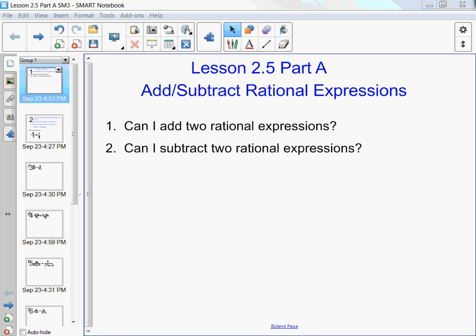Okay, today's lesson is lesson 2-5, part A. We're going to do this lesson for 2 days because it's probably a difficult one, but you can get it. It's called adding and subtracting rational expressions. I'm going to ask Mrs. Harris to pause the video for just a moment while you write this information down in your 2 essential questions.